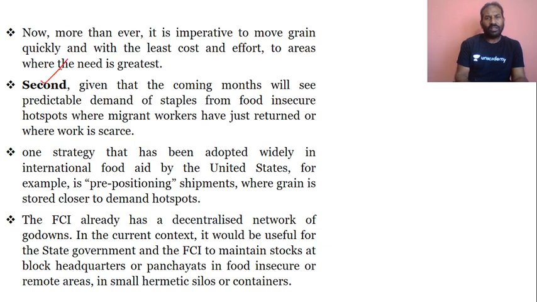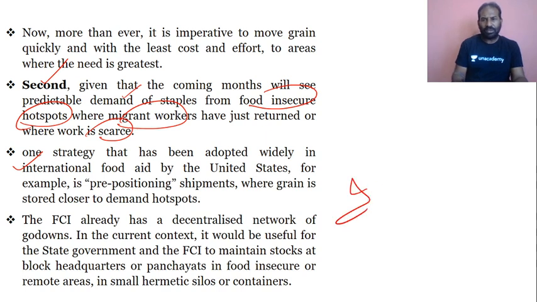And the second one is in regards to the predictable demand of staples from food insecure hotspots. Whatever areas are hotspots now, because of COVID-19, there will be food insecurity, because very few migrant workers would return to those places, and there would be a scarcity of work. So one strategy is that they adopt international food aid. In that case, again, we are talking about international food aid by the United States, for example, pre-positioning of shipments where grain is stored closer to demand hotspots.